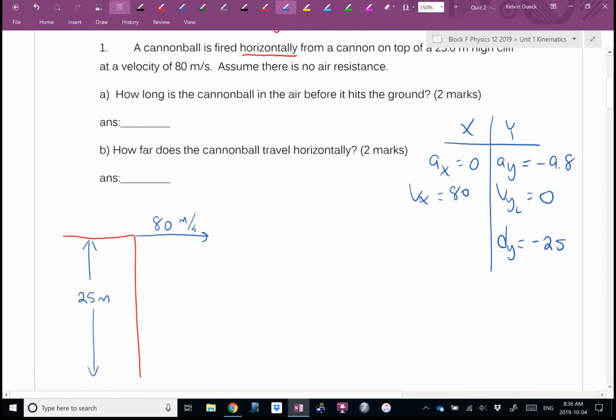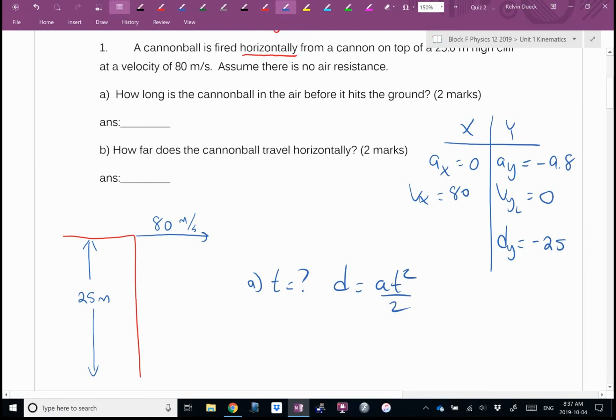A says, how long is the cannonball in the air? A wants me to find time. I'm going to find time vertically. I'm looking for an equation that has a T, an A, a VI, and a D in it. There is one. I didn't bother writing the VIT because VI here is what, Owen? And then, Matt, how am I going to get the T by itself? How will I move the A over? How will I move this 2 over?